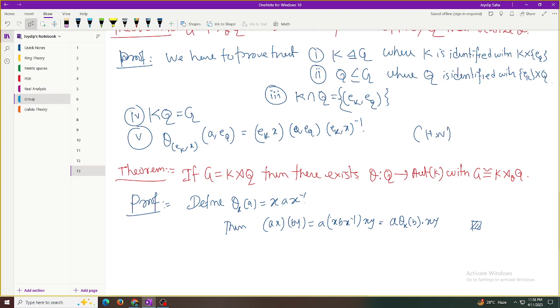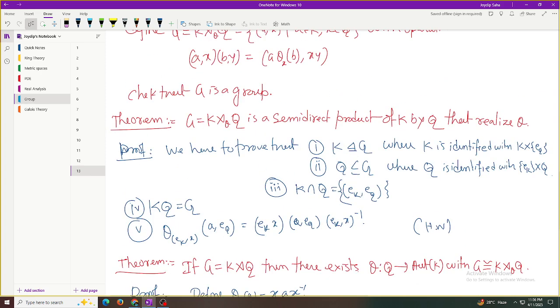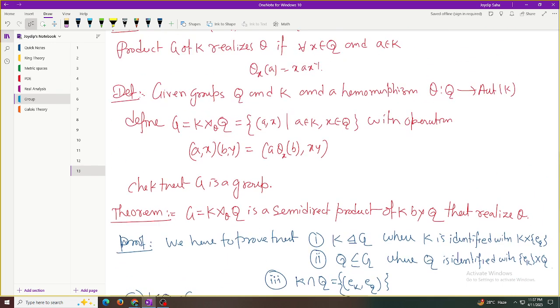So you have to find all homomorphisms from G mod K to Aut K. Each homomorphism will define a group via theta. And what is the multiplication? Multiplication is (a, x)(b, y) equals (a theta x of b, xy). So this is your systematic way.